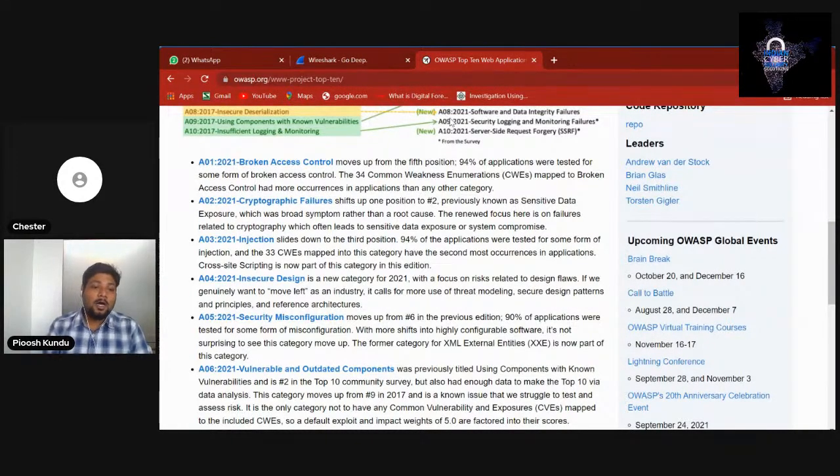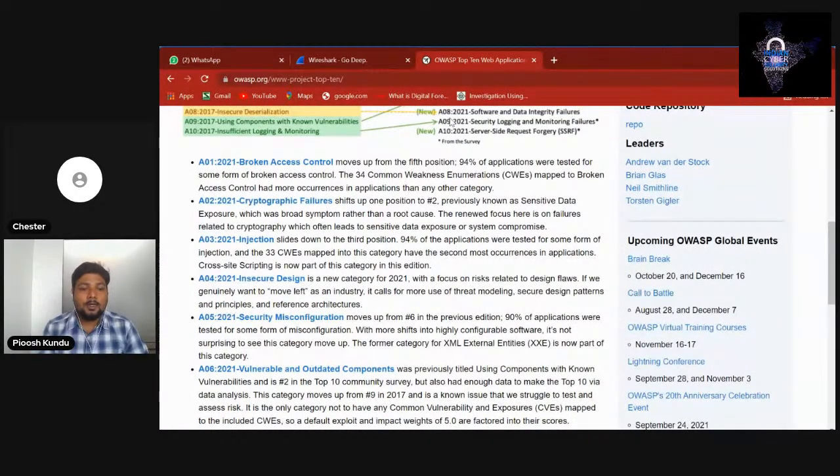Fourth, in 2021, there is insecure design, a new category for 2021, with a focus on risks related to design flaws. If we genuinely want to move left as an industry, it calls for more use of threat modeling, secure design patterns and principles, and reference architectures.